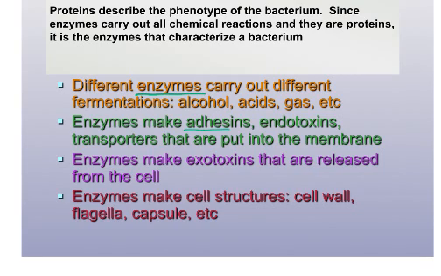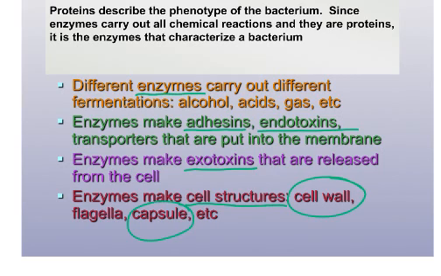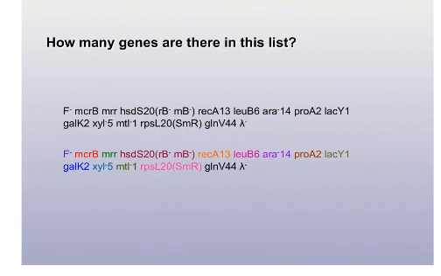They make things such as adhesins, if you think back to pili, and endotoxins, if you think back to LPS. They also function as exotoxins, which we will be talking about in this unit. And then they work to help build all of the various cell structures the bacteria needs. And this includes things like the cell wall and the glycocalyx, also known as the capsule.